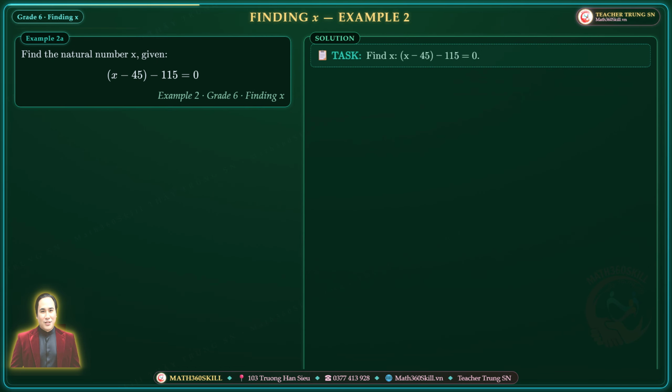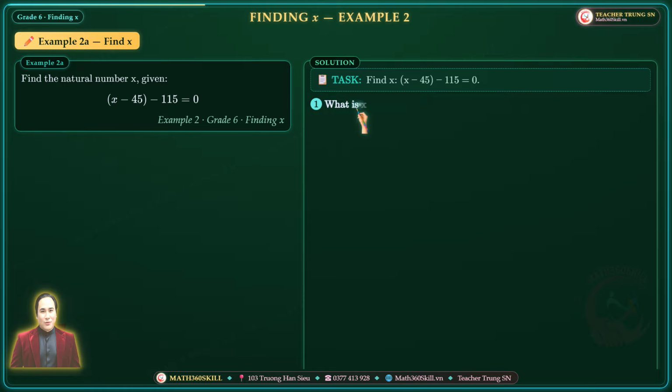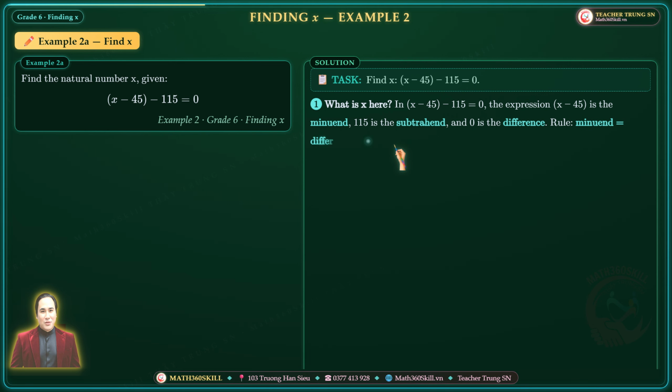Part A, find the natural number x given the quantity x minus 45 minus 115 equals 0. So what is x here? The bracket x minus 45 is the minuend, 115 is the subtrahend, and 0 is the difference. So the minuend equals the difference plus the subtrahend.